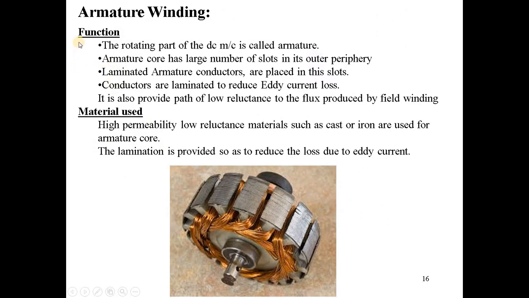Armature winding, function of armature winding. The rotating part of a DC machine is called the armature. The armature core has a large number of slots on its outer periphery. Laminated armature conductors are placed in these slots. Conductors are laminated to reduce eddy current loss. It also provides a path of low reluctance to the flux produced by the field winding. Again, the material used should have high permeability.